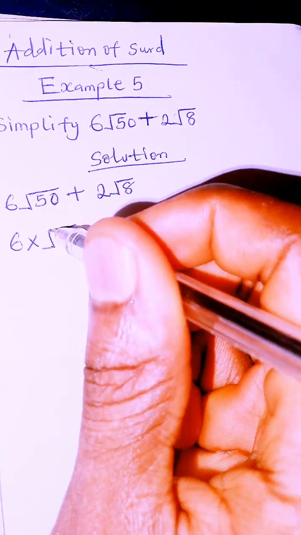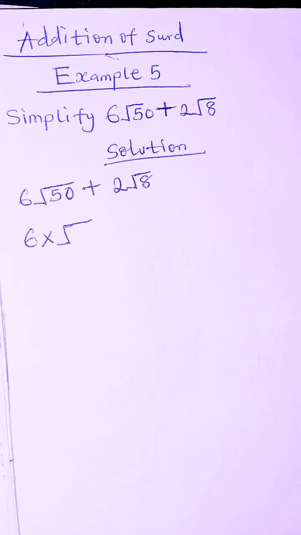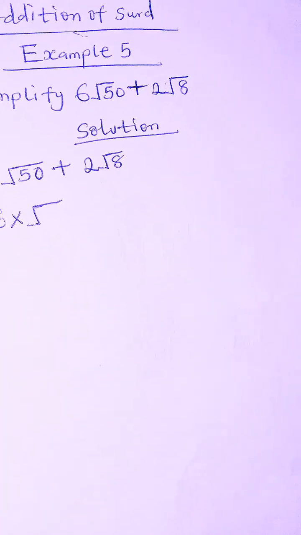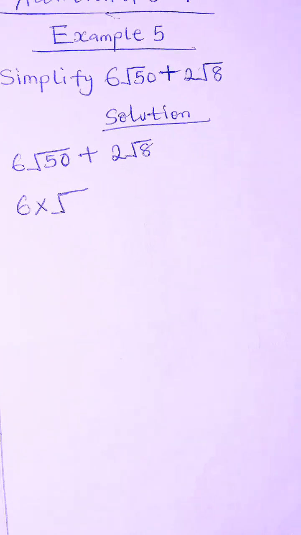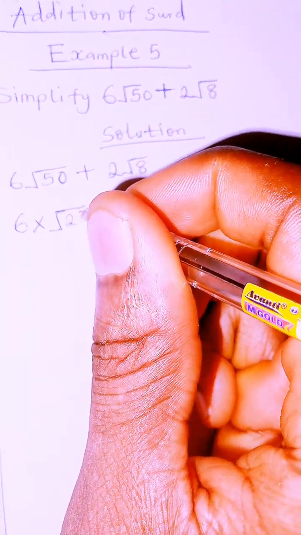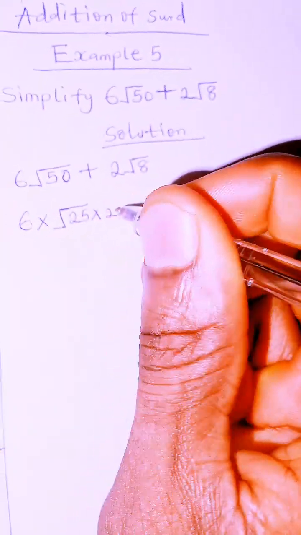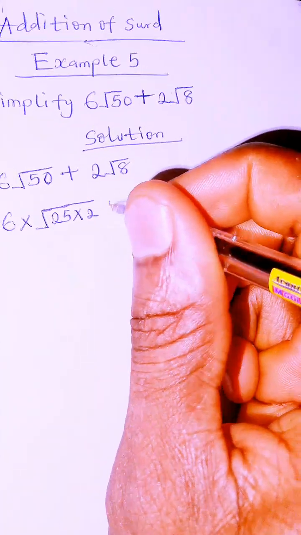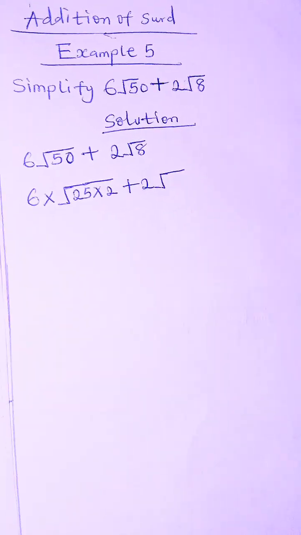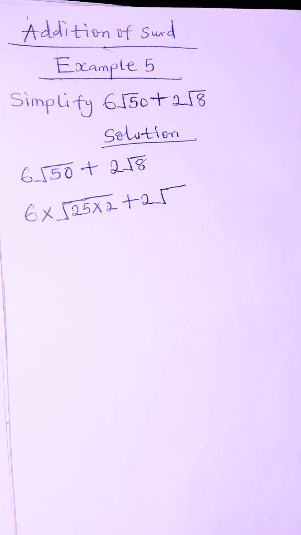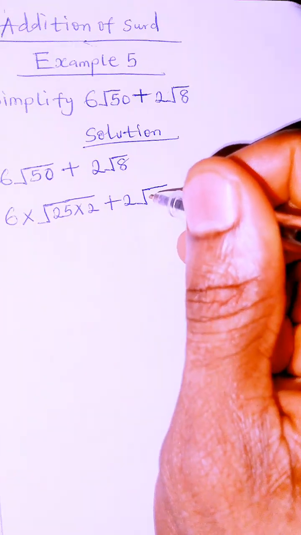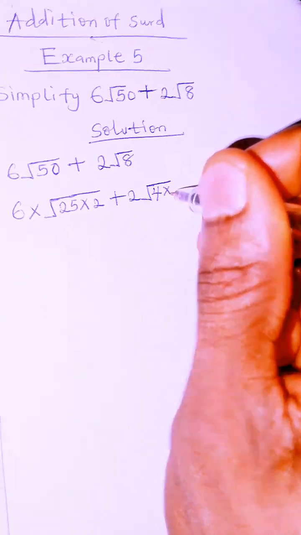To simplify root 50, we look for one rational number to multiply with one irrational number that can give us 50. 25 is a rational number, 2 is an irrational number. 25 times 2 is 50. So here we have 6 root 25 times 2 plus 2. Now to simplify root 8, we look for one rational number we multiply with one irrational number that can give us 8. 4 is a rational number, 2 is an irrational number, so 4 times 2.